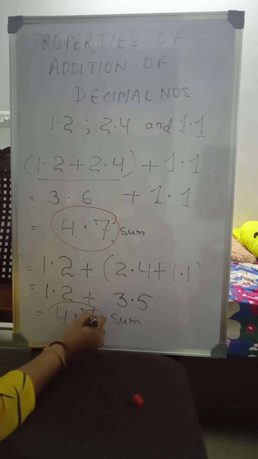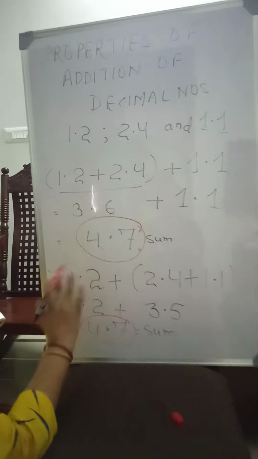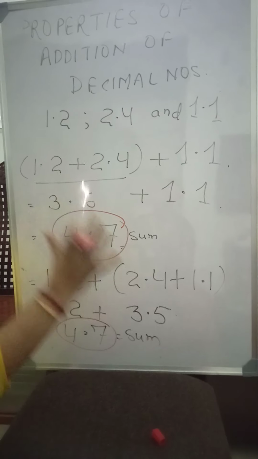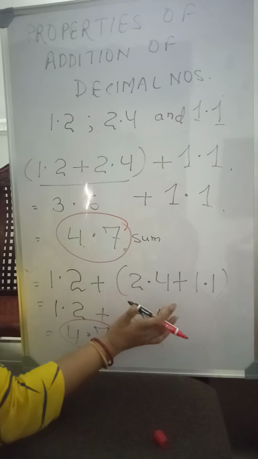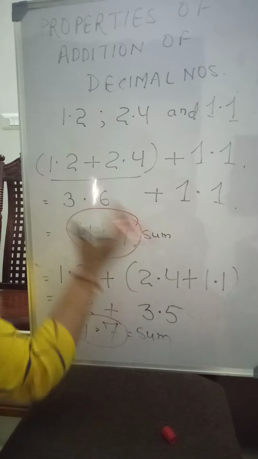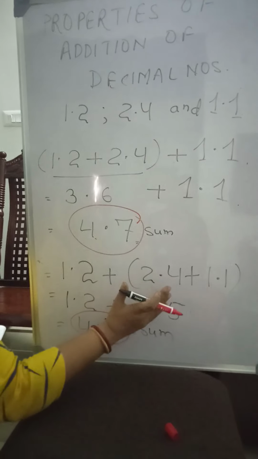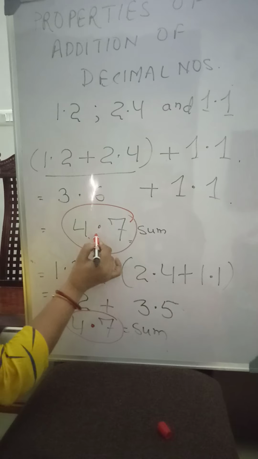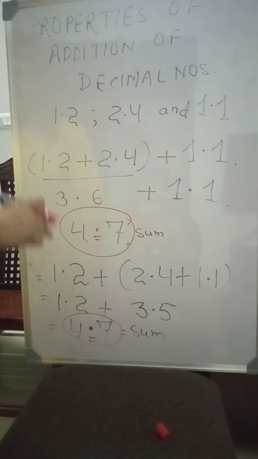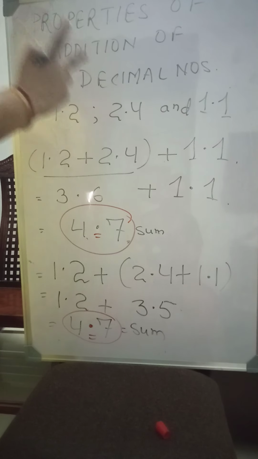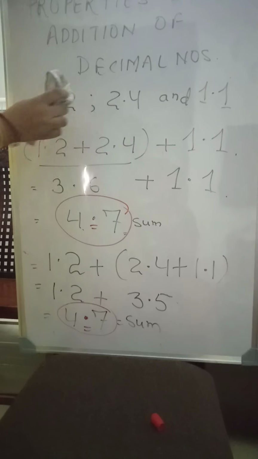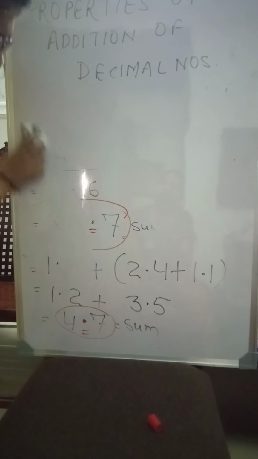Here all of you see, firstly we are making the group of the first two addends. In the second case we are changing the group of addends. I have made the group of the second and third addend. But even after changing the grouping of the addends, the sum remains the same. In the first case it is 4.7, in the second case also 4.7. So this is property number 2. It is called associative property.